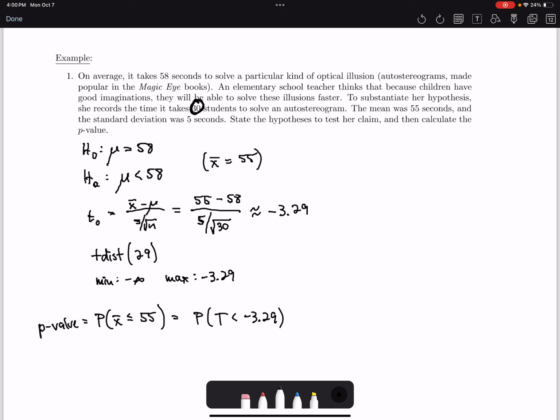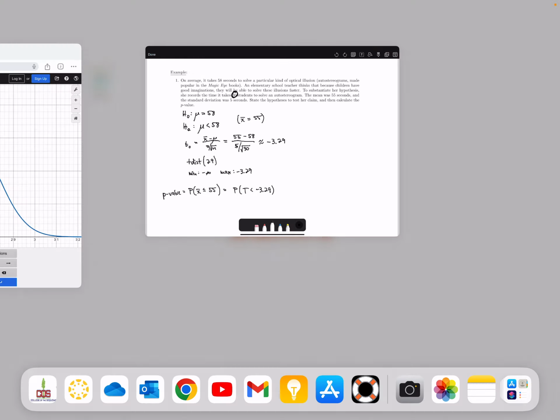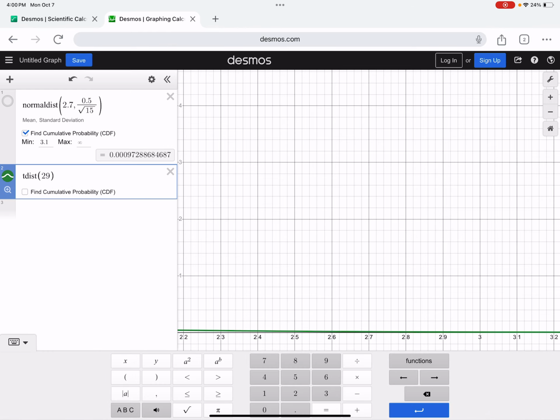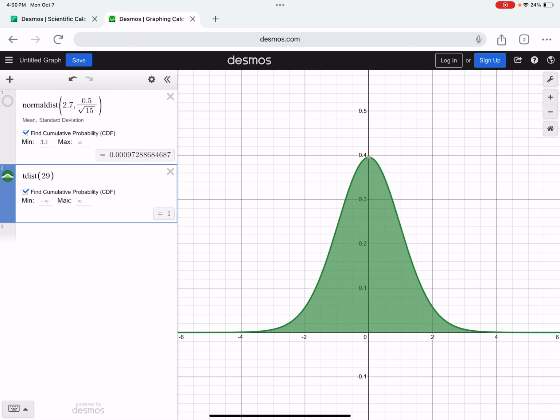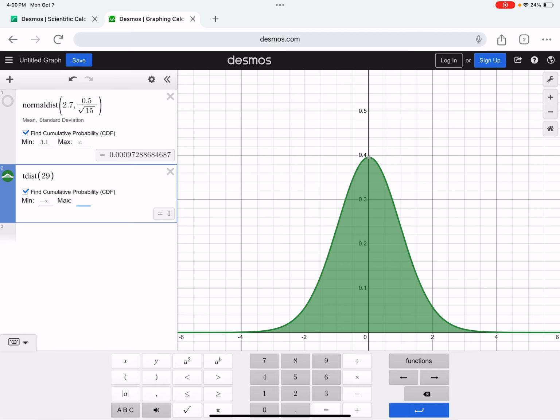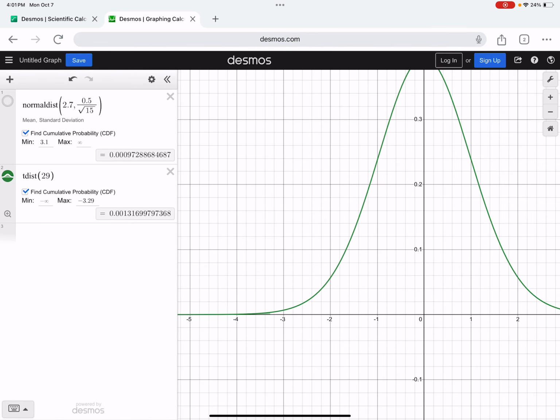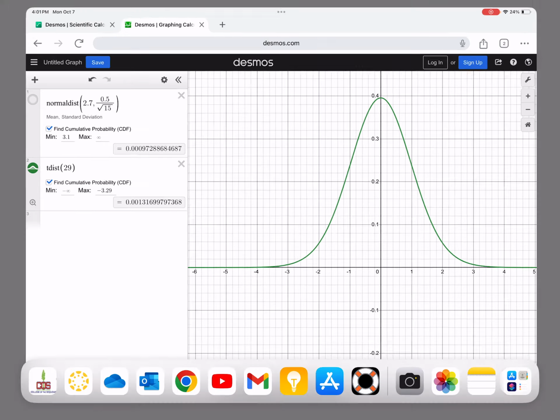Okay, let's see what we get. So we want the t-distribution with 29 degrees of freedom, negative 3.29. Zoom in on it, find the cumulative probability, and we want negative 3.29. So that's a pretty small probability also. That's 0.0013-ish. You can see if you zoom in, it is highlighting that amount. Okay, 0.0031.